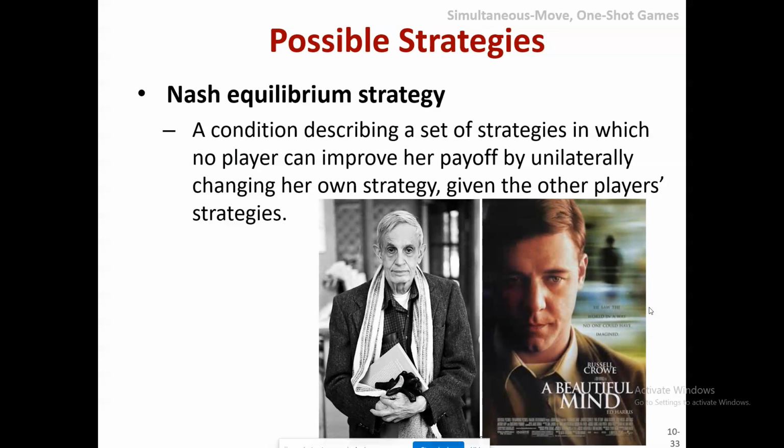A Nash equilibrium is a situation where no player could gain by changing their own strategy, holding all other players' strategies fixed. To rephrase that, A cannot get a better payoff by simply changing her strategy when B is not changing his. And B cannot get a better payoff by only changing his strategy when A is not changing hers.